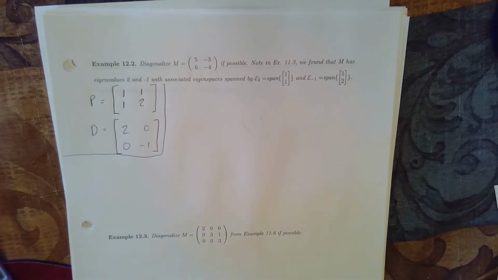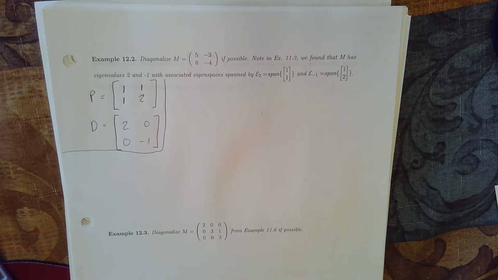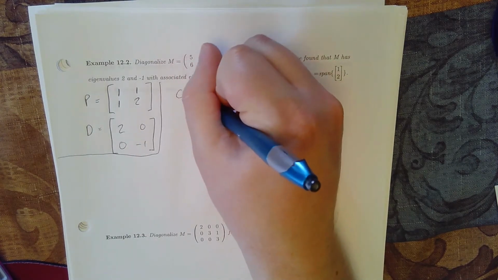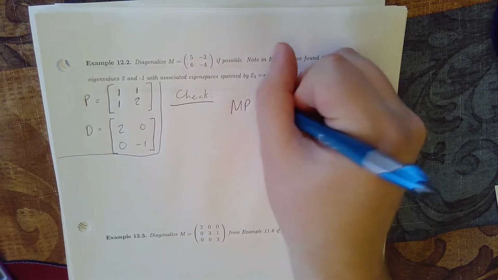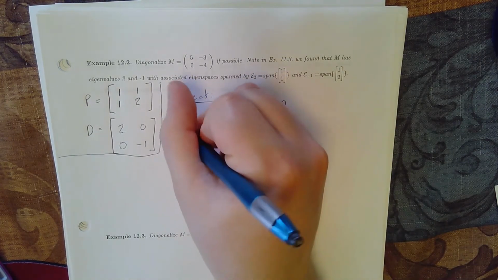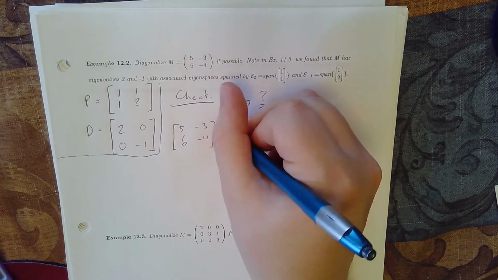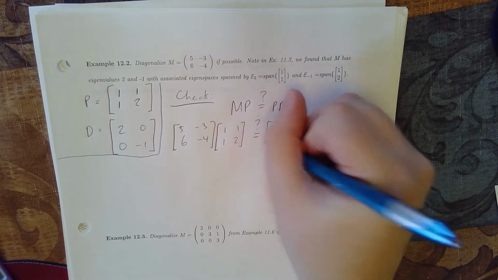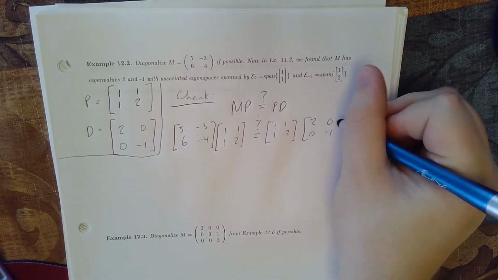So now we have our P and our D matrix, and once we've found eigenvalues and eigenvectors, it's not too difficult to verify or to calculate these. But we want to check: does M times P equal P times D? So we can go ahead and take 5, -3, 6, -4 times 1, 1, 1, 2, and verify that that's equal to 1, 1, 1, 2 times 2, 0, 0, -1.